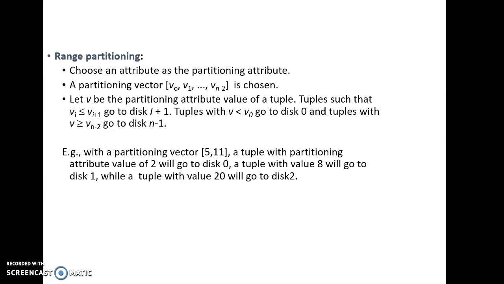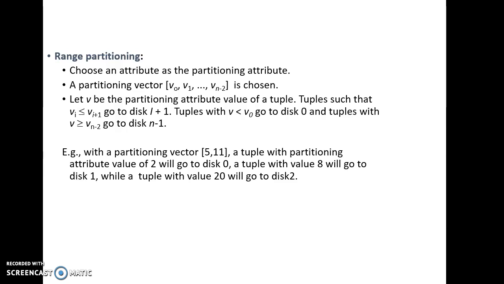Suppose we choose an attribute as the partition attribute. Now the partition attributes we take as a vector. If we have a tuple which we have to assign to a processor, let the vector be vi. If the value is less than vi plus 1, then it goes to disk i plus 1. If the tuple with value v is less than v0, it goes to disk 0. Tuples with v greater than or equal to v(n-2) go to disk n minus 1.